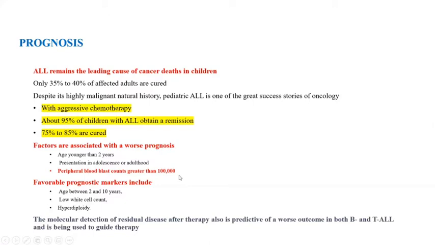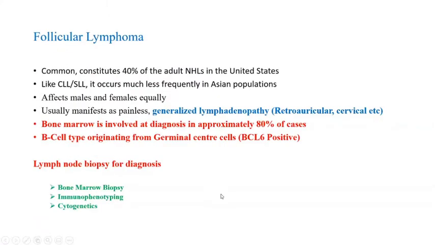So now coming to follicular lymphoma, it is 40%. So 40% of the adult non-Hodgkin lymphoma is follicular lymphoma, but it is less common in the Asian population. Males and females are affected equally, and the most common presentation is generalized lymphadenopathy. So it can involve cervical or retroauricular lymph nodes. And bone marrow is involved in approximately 80% of the cases at the time of presentation.